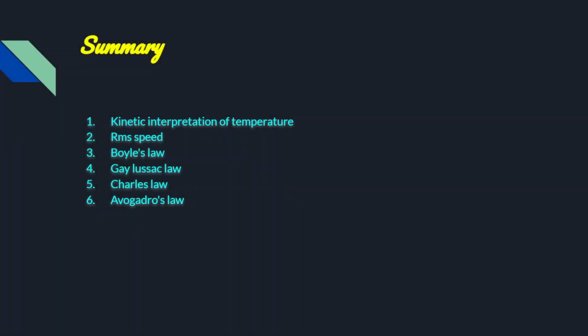What we have learned here: the kinetic interpretation of temperature, and from that we derived the RMS speed. We understood Boyle's law and its curve, Gay-Lussac's law and its curve, Charles law and its curve, and finally we learned Avogadro's law.